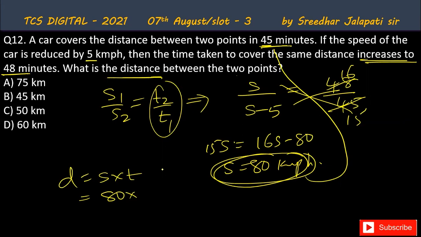For 45 minutes, if I convert into hours, 45 by 60, 15 threes, 15 fours, 4 ones, 4 20s, 20 into 3, 60 kilometers. So the distance traveled by him is 60 kilometers, or the distance between 2 points is 60.